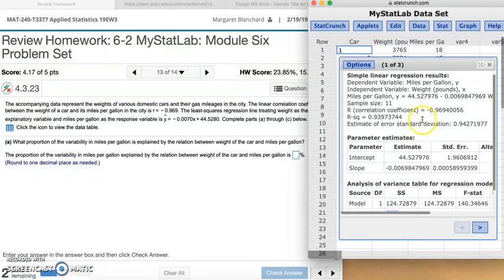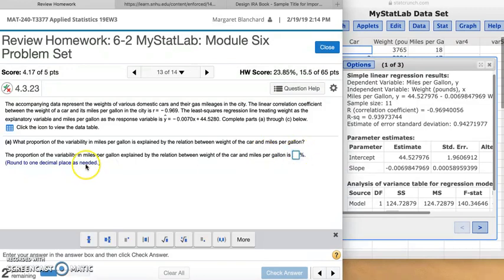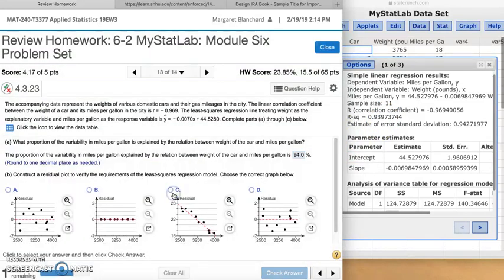Again, if you had wanted to just square this number, you could have done that. I'm just showing this to you for reference. So here, the proportion of variability in miles per gallon explained by the relation between weight of the car and miles per gallon is that R squared. And here we're dealing with a percentage, so we're going to multiply it by 100. Once we keep rounding, see how that 7 rounds up, we're going to end up with 94.0. Let's click check answer. Good job.